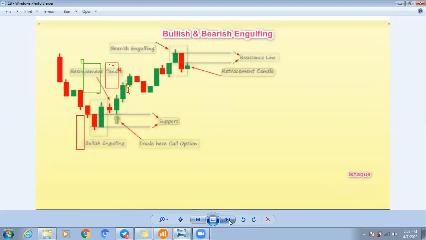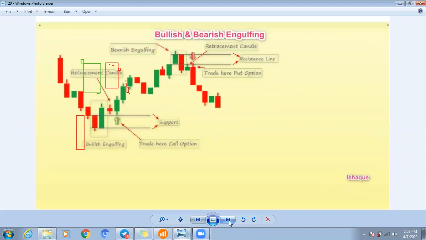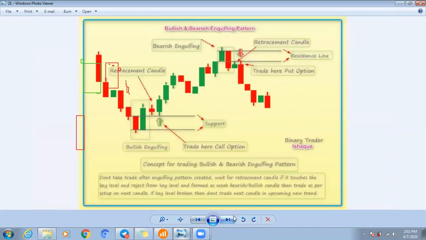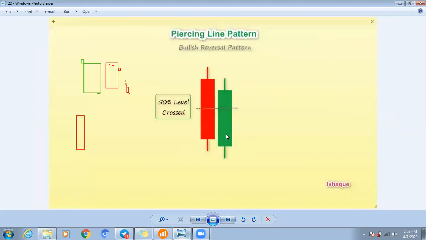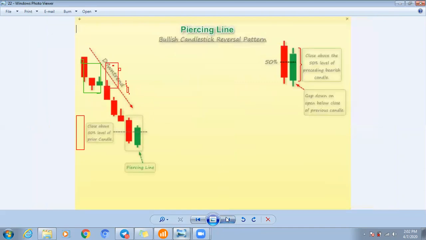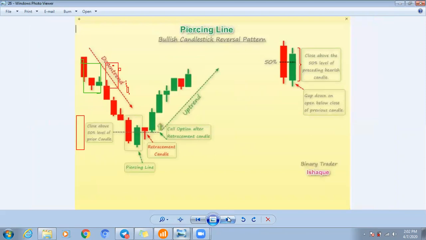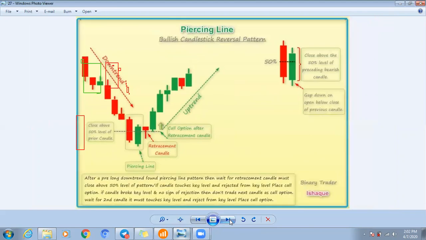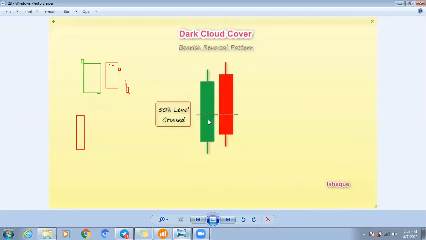Yes, this first candlestick's 50% level. And in the dark cloud cover, the first candlestick's 50% level, because we compare with the first candlestick, not with the second candlestick. This first candlestick's 50% level.